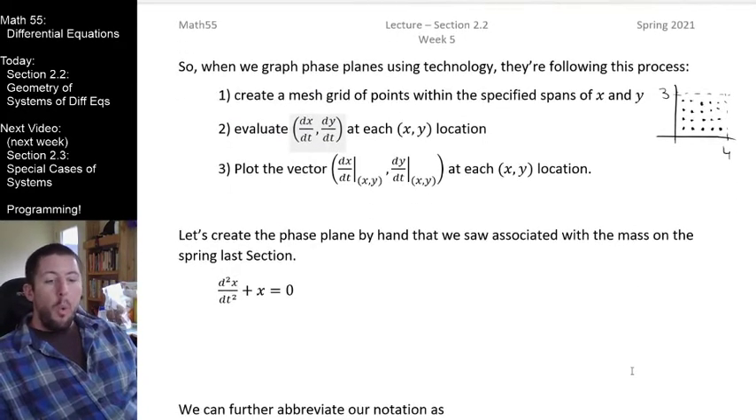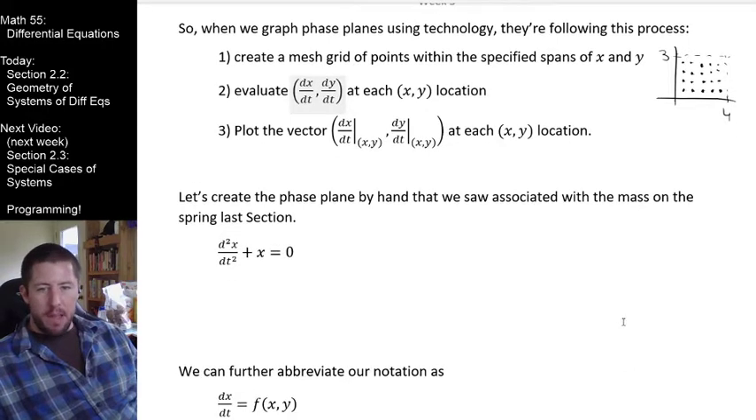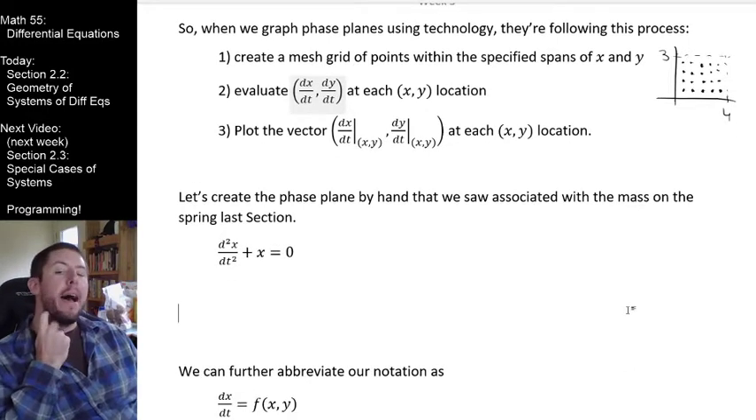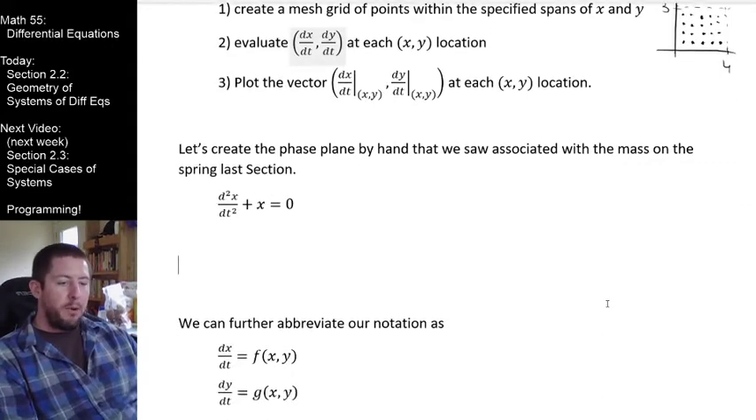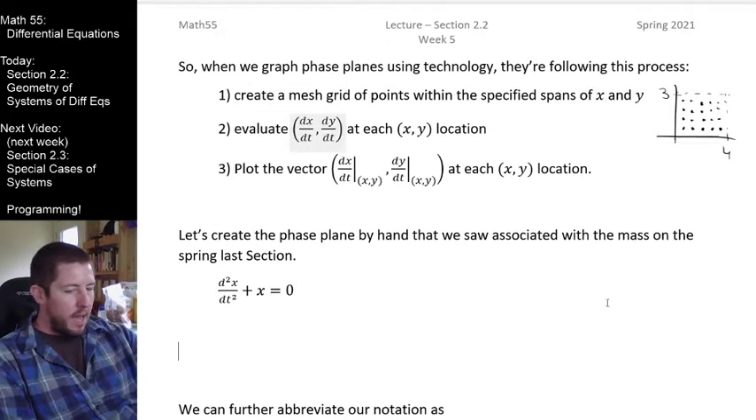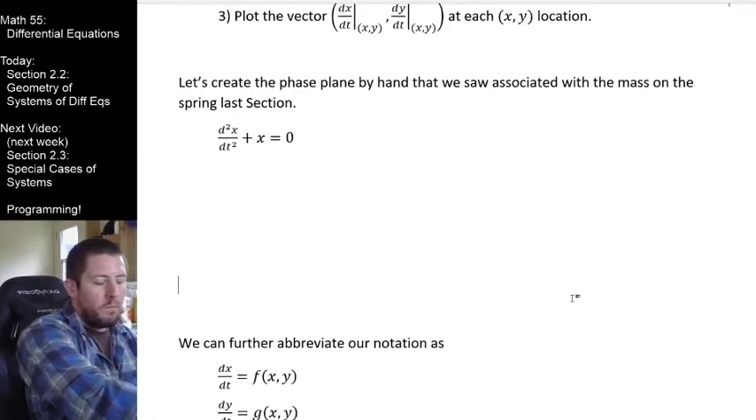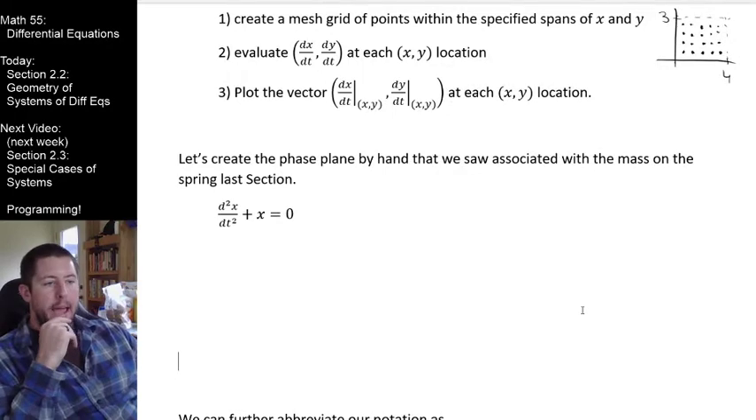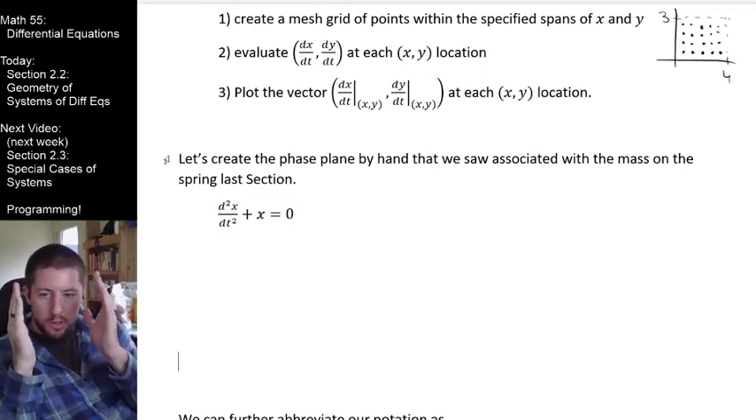So let's do one of these. This is a thing we should never want to do by hand, but we can go ahead and draw by hand the phase plane that we saw associated with the mass on the spring in our last section. This is going to be pretty easy right here. I think I'm going to want some more room. So let's go ahead and create by hand the phase plane that we saw last section associated with our mass on a spring, right? So we did our Hooke's law combined with Newton's second law.